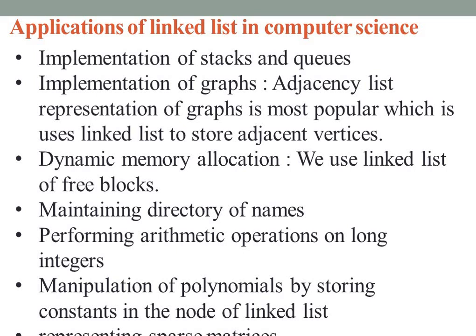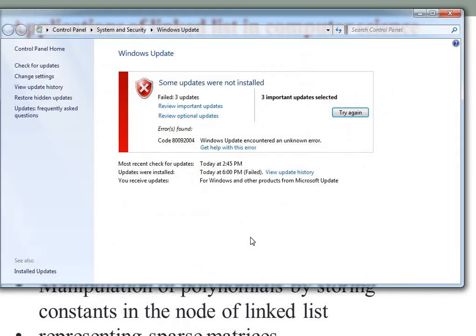Now you can see the applications of linked list in computer science. We can implement linked list through stack as well as queues. In the implementation of the graph, we can use the adjacency list representation of the graph, which is more popular, and it can be used through the linked list for storing the adjacent vertices. Then dynamic memory allocation: we can use linked list for the free blocks. Then linked list is also used for maintaining the directory of names.